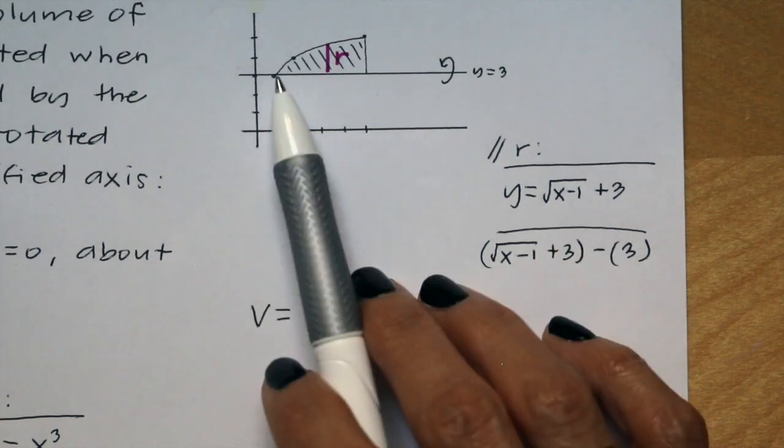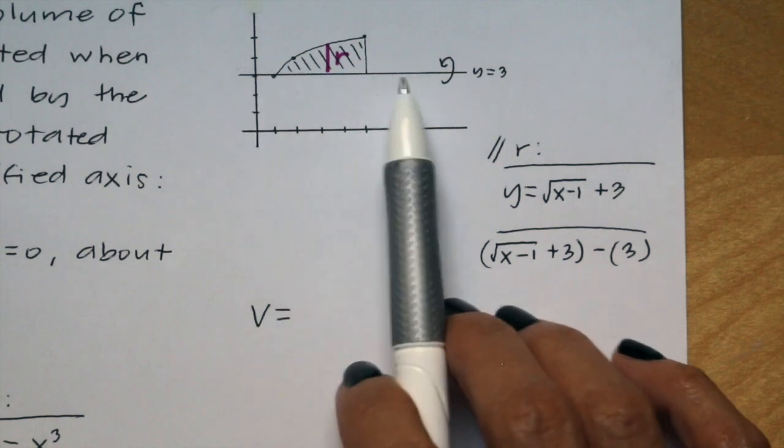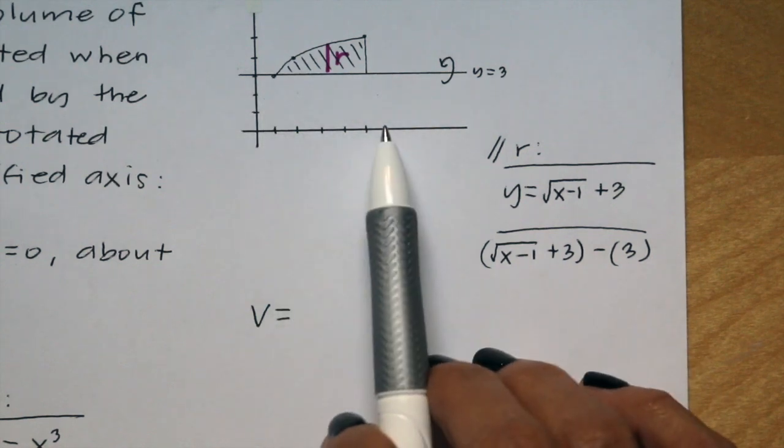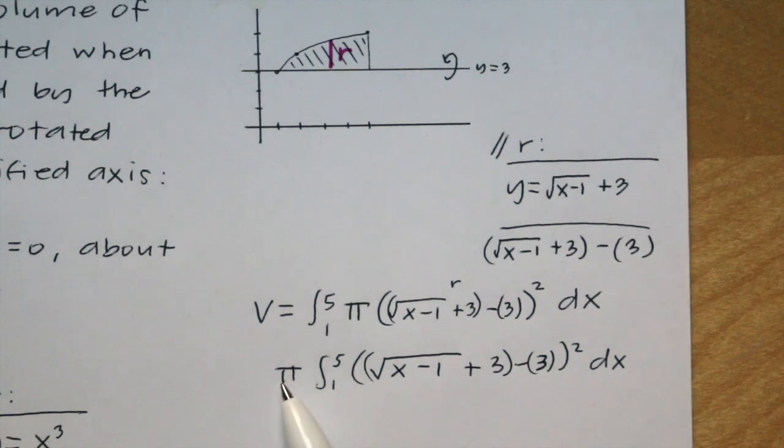It's a dx problem, so look at the shaded region. In the x direction, the shaded region exists from 1 all the way to 5. All right, and to set up, I pulled the pi to the front. You have the integral from 1 to 5. Here's your r expression, which is the square root equation minus 3, quantity squared, dx.